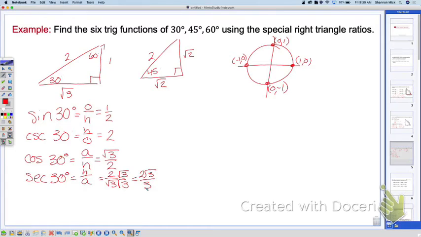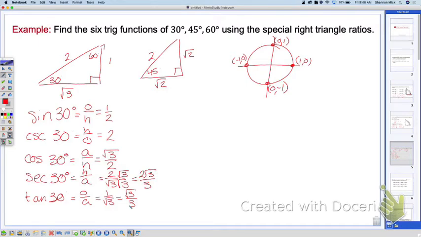Okay, tangent of 30. Opposite over adjacent. So 1 over the square root of 3, so square root of 3 over 3. Opposite of 30 is 1.